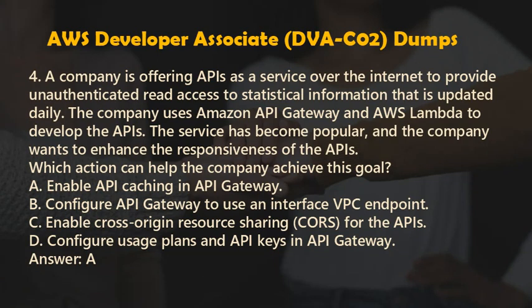A. Enable API caching in API Gateway. B. Configure API Gateway to use an interface VPC endpoint. C. Enable cross-origin resource sharing, CORS, for the APIs. D. Configure usage plans and API keys in API Gateway. Answer: A.